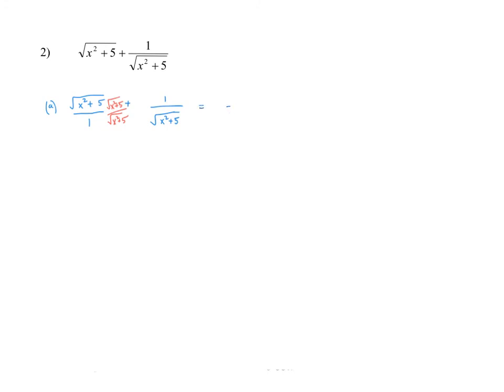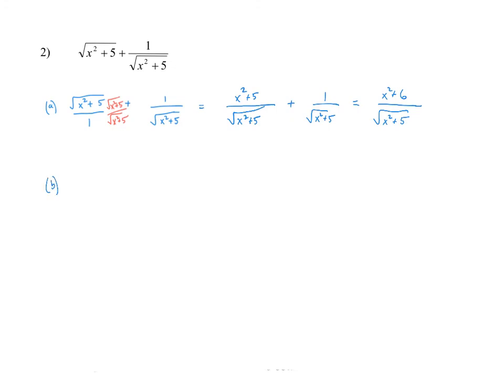If we do that, we'll get x squared plus 5 all over the square root of x squared plus 5 plus 1 divided by root x squared plus 5. Now that we have a common denominator, we can combine like terms. We get x squared plus 6 divided by the square root of x squared plus 5.